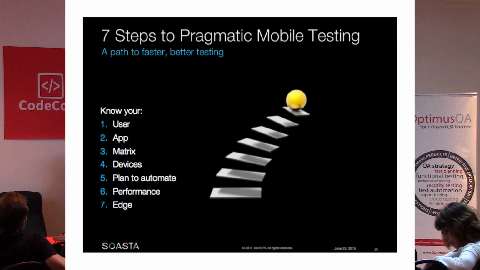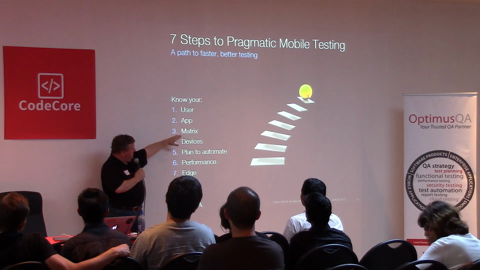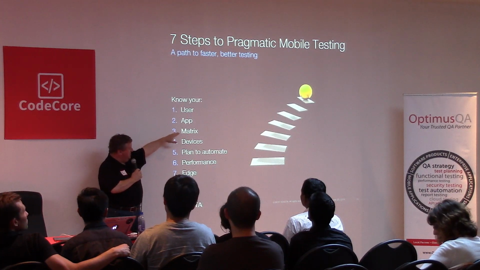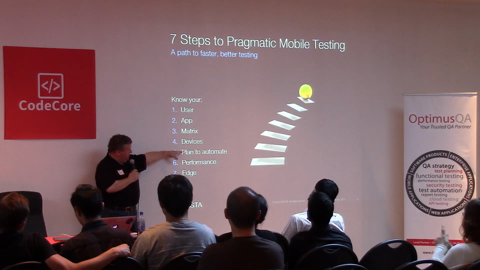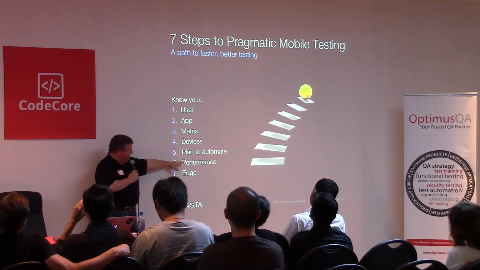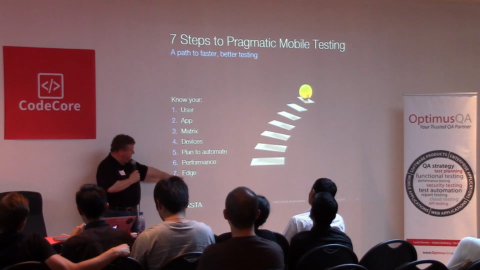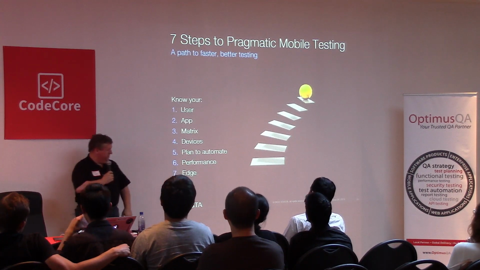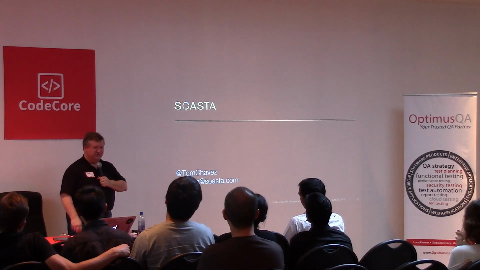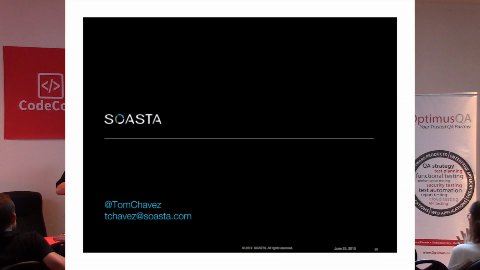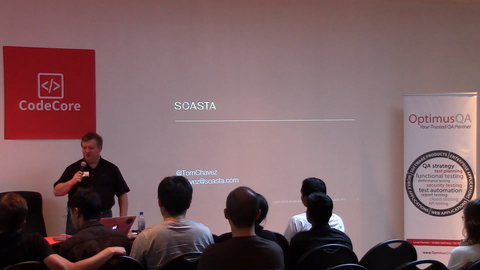So that in a nutshell was the steps of knowing your user, knowing everything about your application and how the users are going to be using it, know your matrix of the tests that you want to run and have time to run, knowing which devices they run on, knowing how to get toward automation, measuring the performance of the application from the user's viewpoint, and knowing what is your edge in developing your test plan for that. So hope I didn't go through that too quickly, but those are the 7 steps as we have identified them to helping you prioritize and test your applications well.